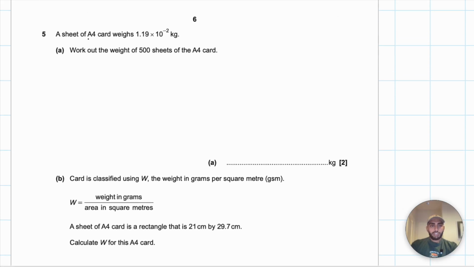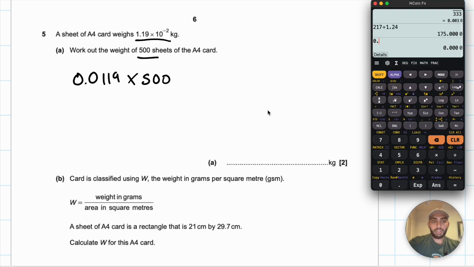Question 5. A sheet of A4 card weighs 1.19 times 10 to the negative 2 kilograms. Work out the weight of 500 sheets of the A4 card. I'm going to change this standard form number into an ordinary number. This tells me how many zeros there are at the start. There's 2 zeros with a decimal there, 119. I need to find 500 sheets of cards, so I multiply that by 500. Just type that in, so I get 0.0119 times 500, which gives me 5.95.